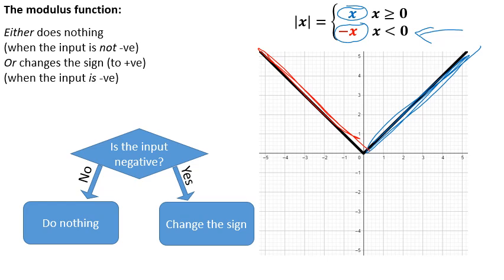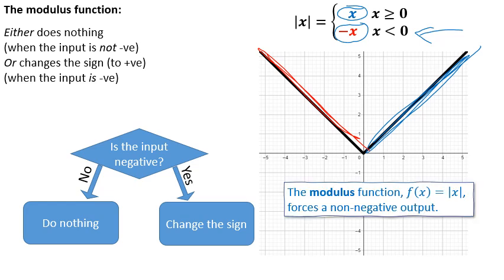And that's why this graph that we've got on the screen only ever gives positive values for y. The output value is always positive or 0. 0 is the only exception. So essentially, we're getting a non-negative output. And the graph is forced to have no values below the x-axis if it is modulus of something.